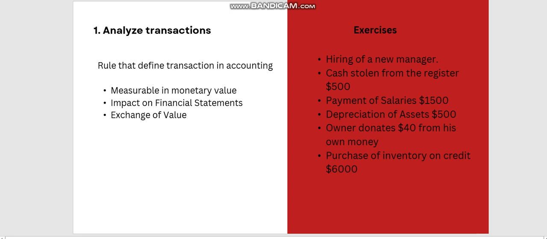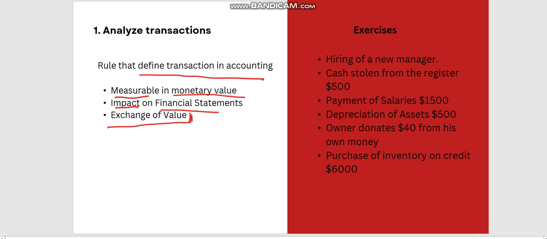Moving on, I have an exercise where we are going to analyze transactions. So first of all, what are transactions? What are the rules that define a transaction? It has to be measurable in monetary value. It has to have an impact on financial statements. Remember the 4 financial statements we talked about: income statement, trial balance, equity statement, and cash flow statement. And then exchange of value, whether or not there has been an exchange of value.